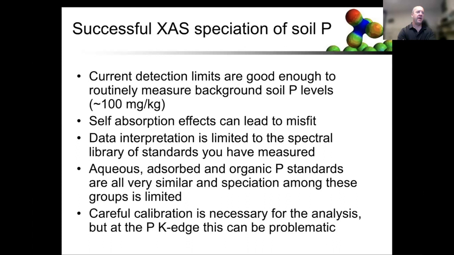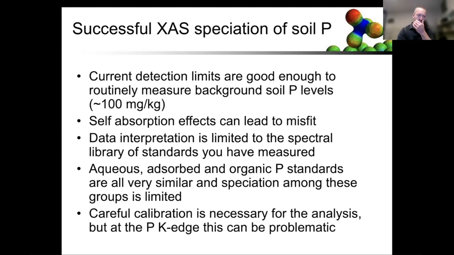And the phases that you find in the environment may not be pure synthetic phases like you could buy from Fisher or Alfa Aesar. And I'll talk about that in a bit too. And then finally, no matter what you do, the aqueous, the adsorbed, and the organic phosphorus standards all look very similar to one another at the K edge. And so speciation among that group is going to be fairly limited. But basically what you see is that aqueous and adsorbed phosphate have a much higher peak at the white line than the organic phases. But as I mentioned, that's also subject to saturation and self-absorption effects too.